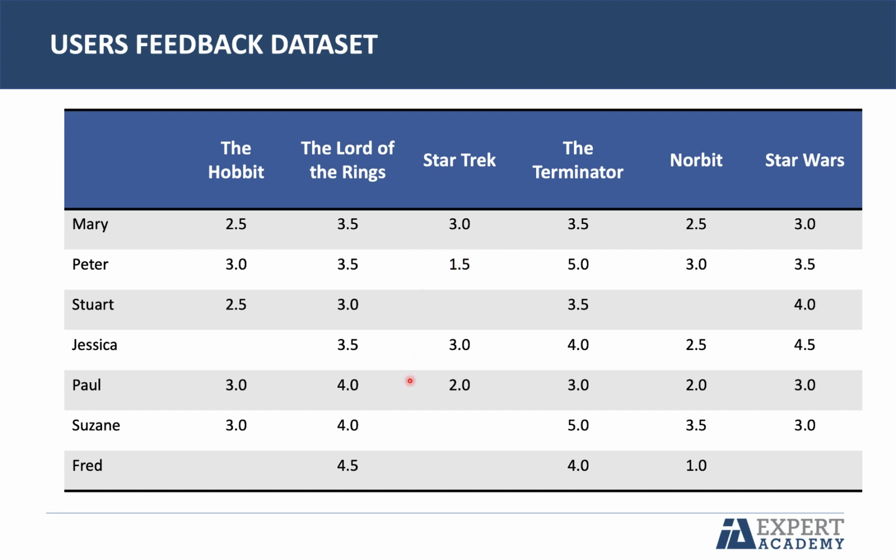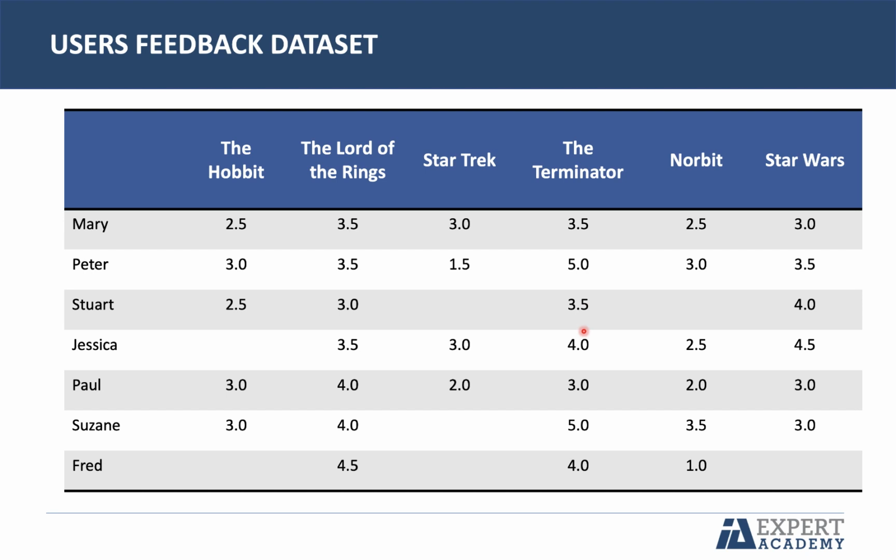This table here shows the case study that we are going to work. In the rows, we have the names of several users. In the columns, the names of some movies, and here in the middle, several values that indicate the rating that each user gave to each movie. For example, Mary gave 2.5 to The Hobbit, Stuart gave 3.5 to The Terminator, and so on.